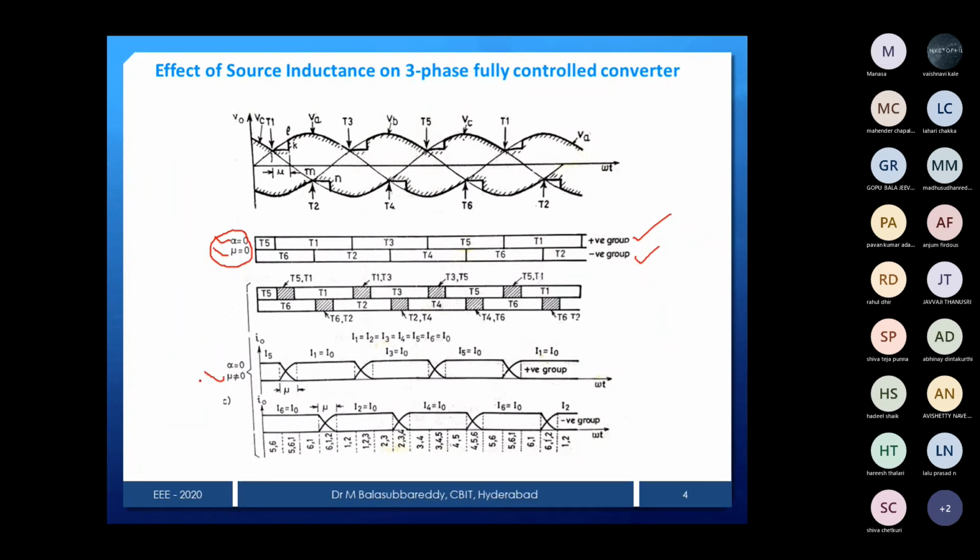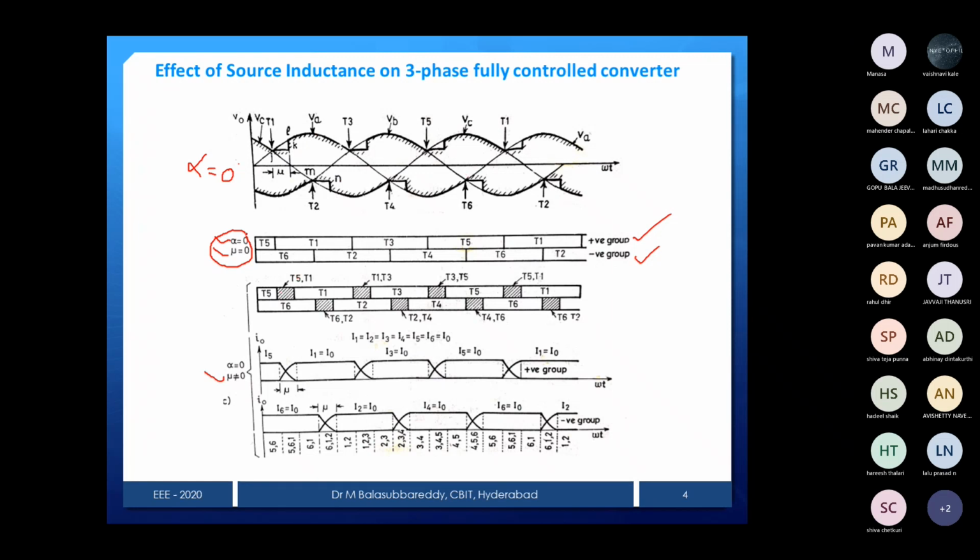So some overlap period is there. When will overlap come into the picture? Whenever we consider source inductance. Under that condition, what is the observation? See the 5 and 1 changeover. Wherever the line is, that means the crossover point, because alpha is 0, automatically the crossover instant is there. So at every crossover, whether upper or lower, a changeover takes place at the alpha equal to 0 instant. Or if alpha is some other angle, at that point there is a changeover. Instead of the crossover, you count 30 degrees from it, and there the changeover takes place.